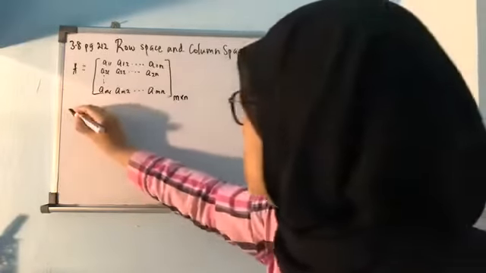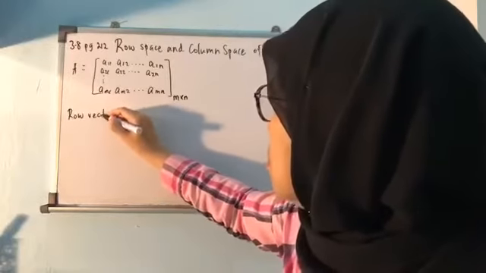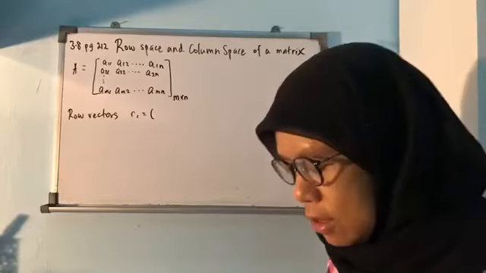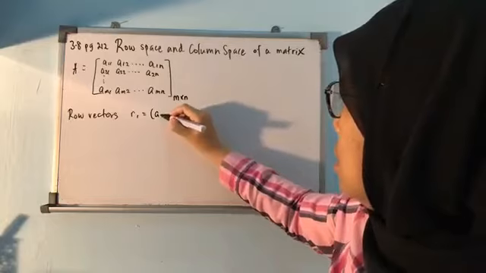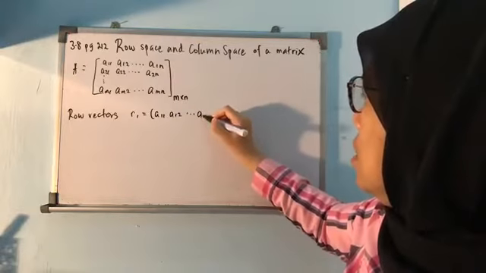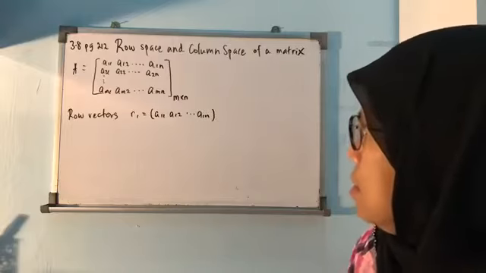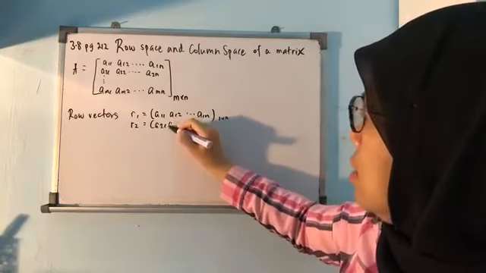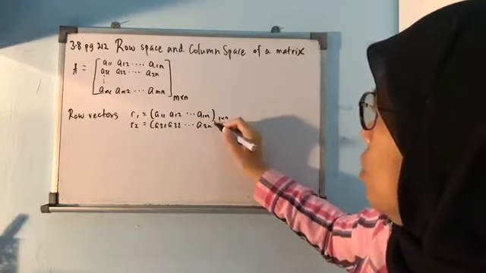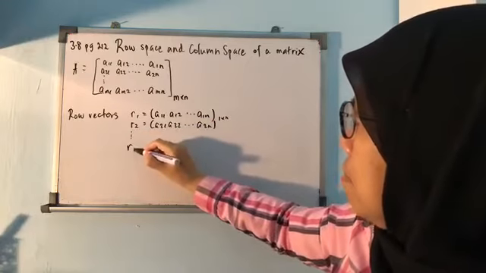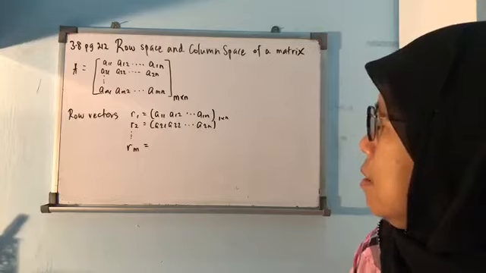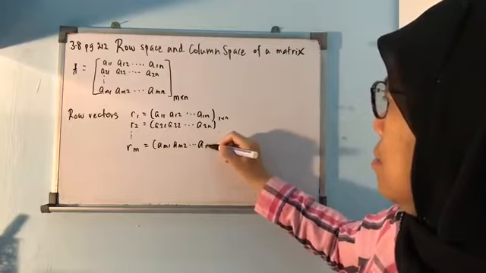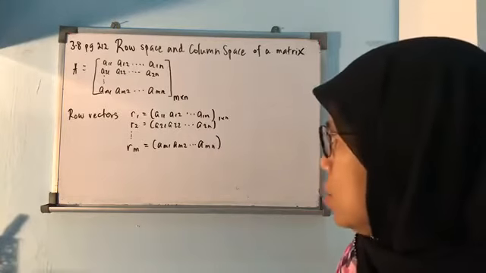Now the row vectors. We call them the row vectors. Okay, so it's just R1: A11, A12 until A1n, so this is 1 by n. R2: A21, A22 until A2n. Up until how many? m, because we have m rows. Rm: Am1, Am2 until Amn. So they are called the row vectors.